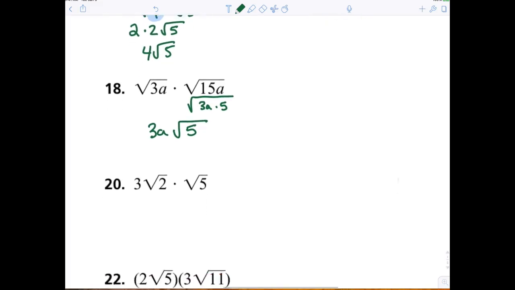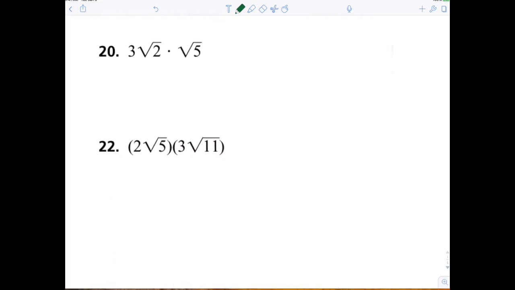All right, here we go. Number 20. Somebody tell me what they think that answer is. Go on, Alex, you've been doing well. Tell me what that answer is. Number 20. That's right. But I want you to say it properly. 3 radical 10. Right? So what number's in front of the 5?